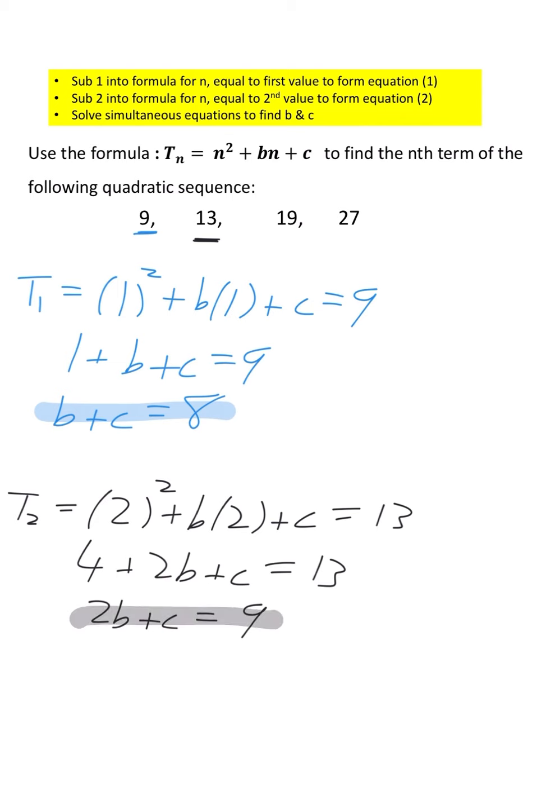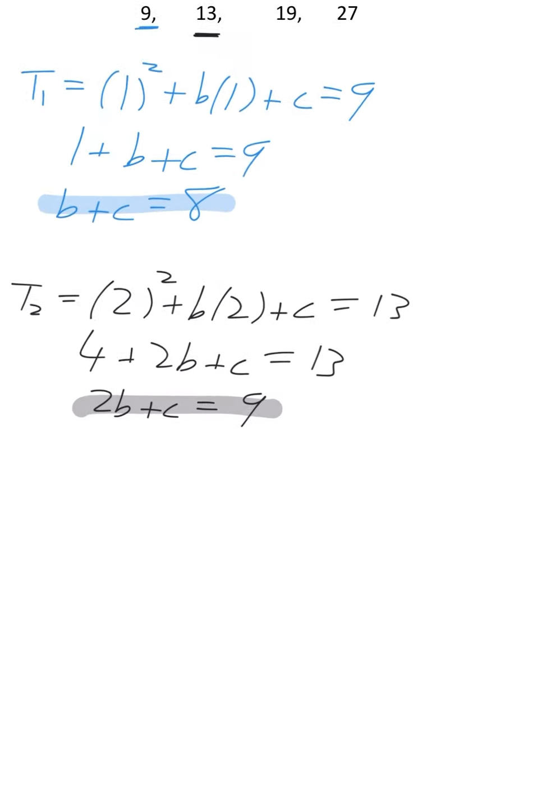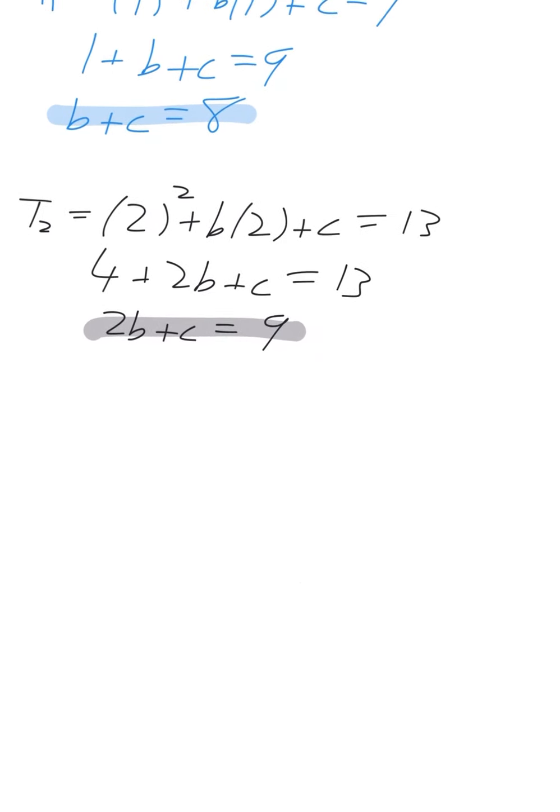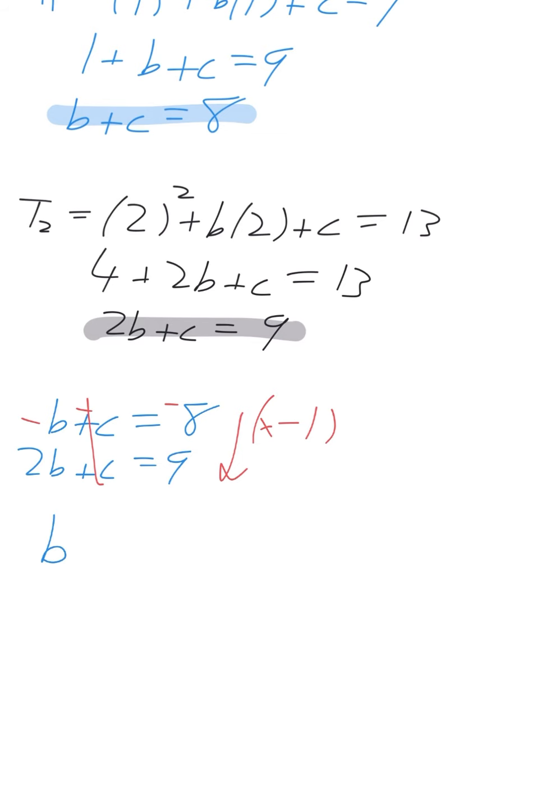So just like the previous question, we now solve a simultaneous equation to find the values of b and c. I'm just going to write them out again. So b plus c equals 8, 2b plus c equals 9. I'm going to multiply the top row by minus 1. Now add straight down. Minus c and the plus c cancel. Minus b plus 2b is just b. Minus 8 plus 9 is 1.